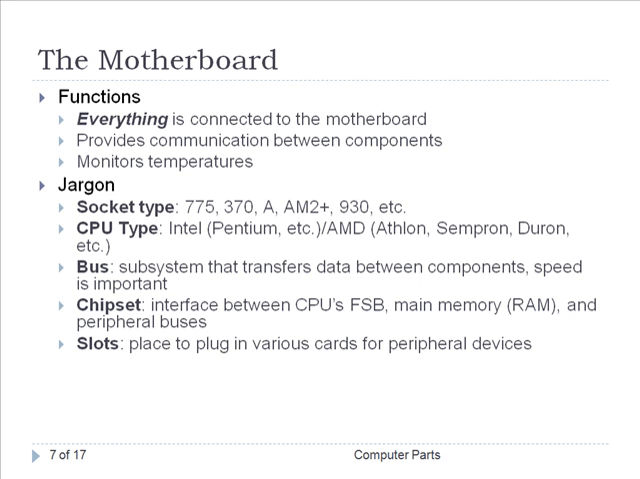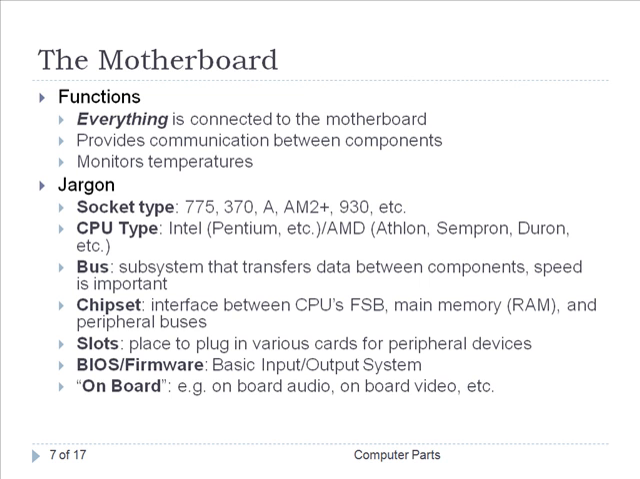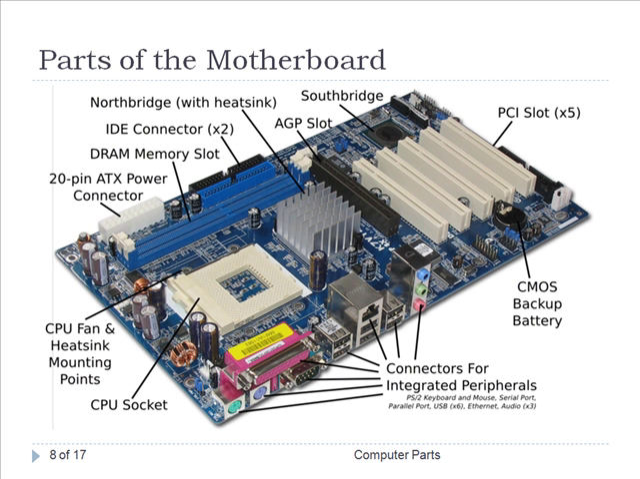Slots are places to provide extensibility to your system, so you can plug in audio cards, video cards, networking cards, and things like that. And then finally we have the BIOS or firmware. This is software that's built into the motherboard itself. It's there to basically turn on the computer every time you hit the power switch. And sometimes we use the word onboard to refer to when video cards and audio cards are built into the actual motherboard. Here's a picture of a motherboard. You can pause the video now if you want to take a closer look at it.